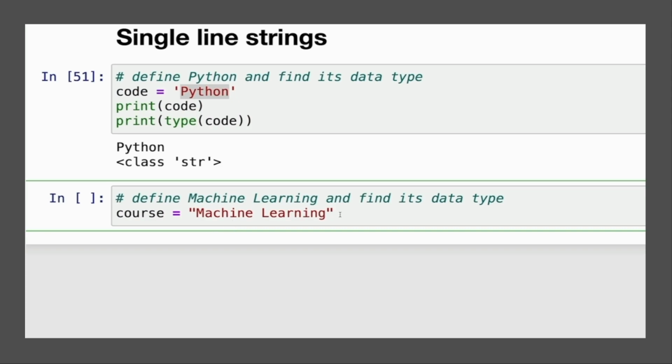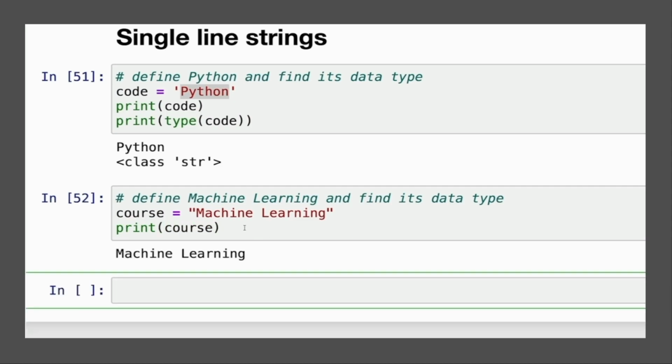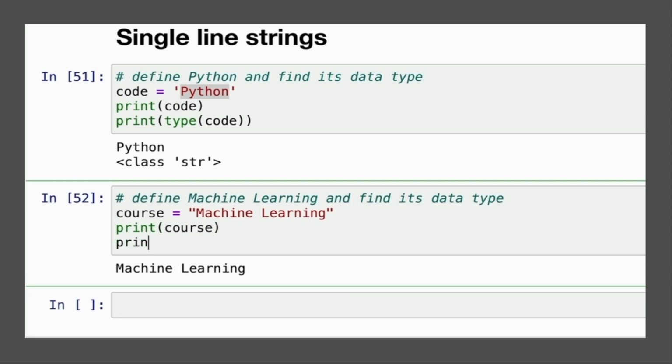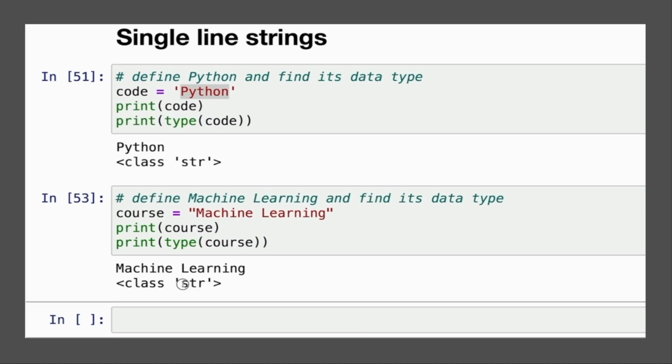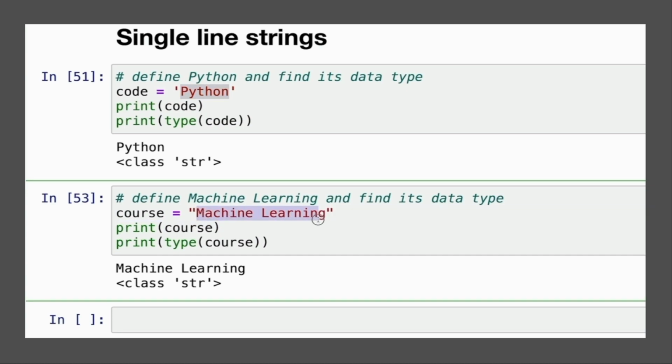Let's print the output. So just use the print statement, print, and call your variable, that is course. Execute, alright. Now let's check the type of the object. For that, let's use print type of course. It has to give me string. So this is how we define single line strings and this is how we check the type of an object. Hope it's clear. You have to write your strings within either single quote or a double quote. Remember that.